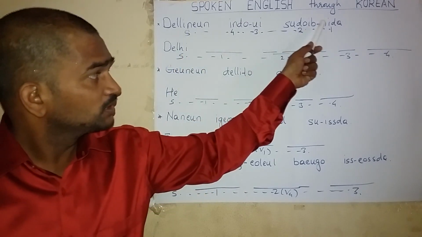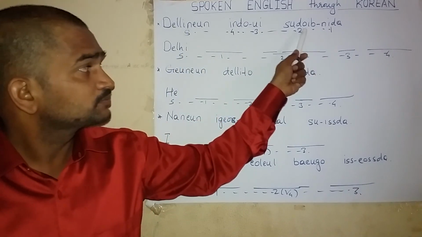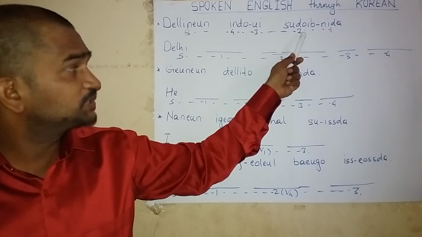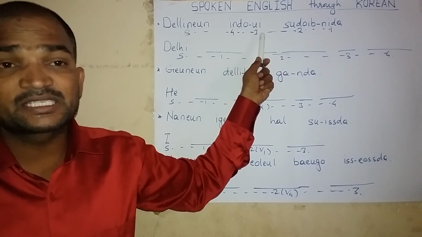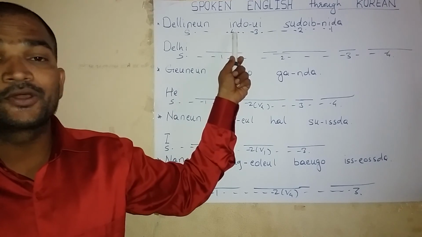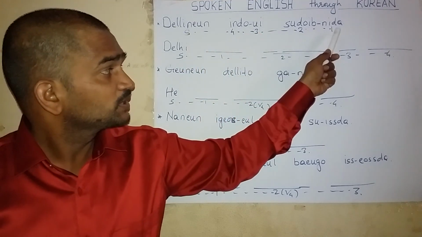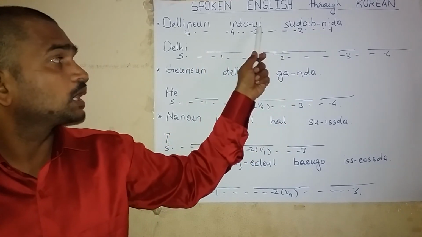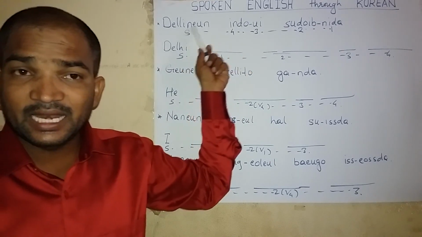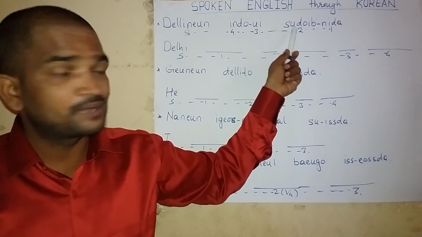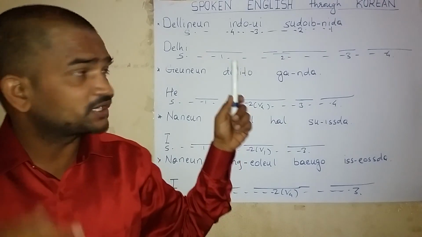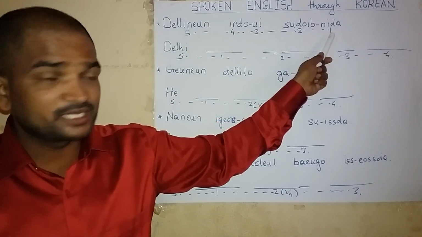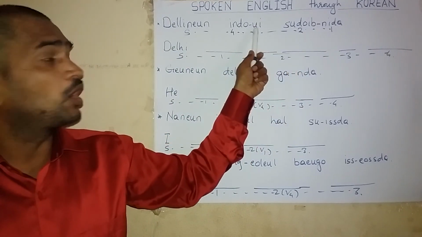Subject Delhi. The word for Nida is "is". The word for Sudoib is "the capital". The word for we is "of". The word for Indo is "India". Delhi is the capital of India. Okay, say after me: Delhi is the capital of India.